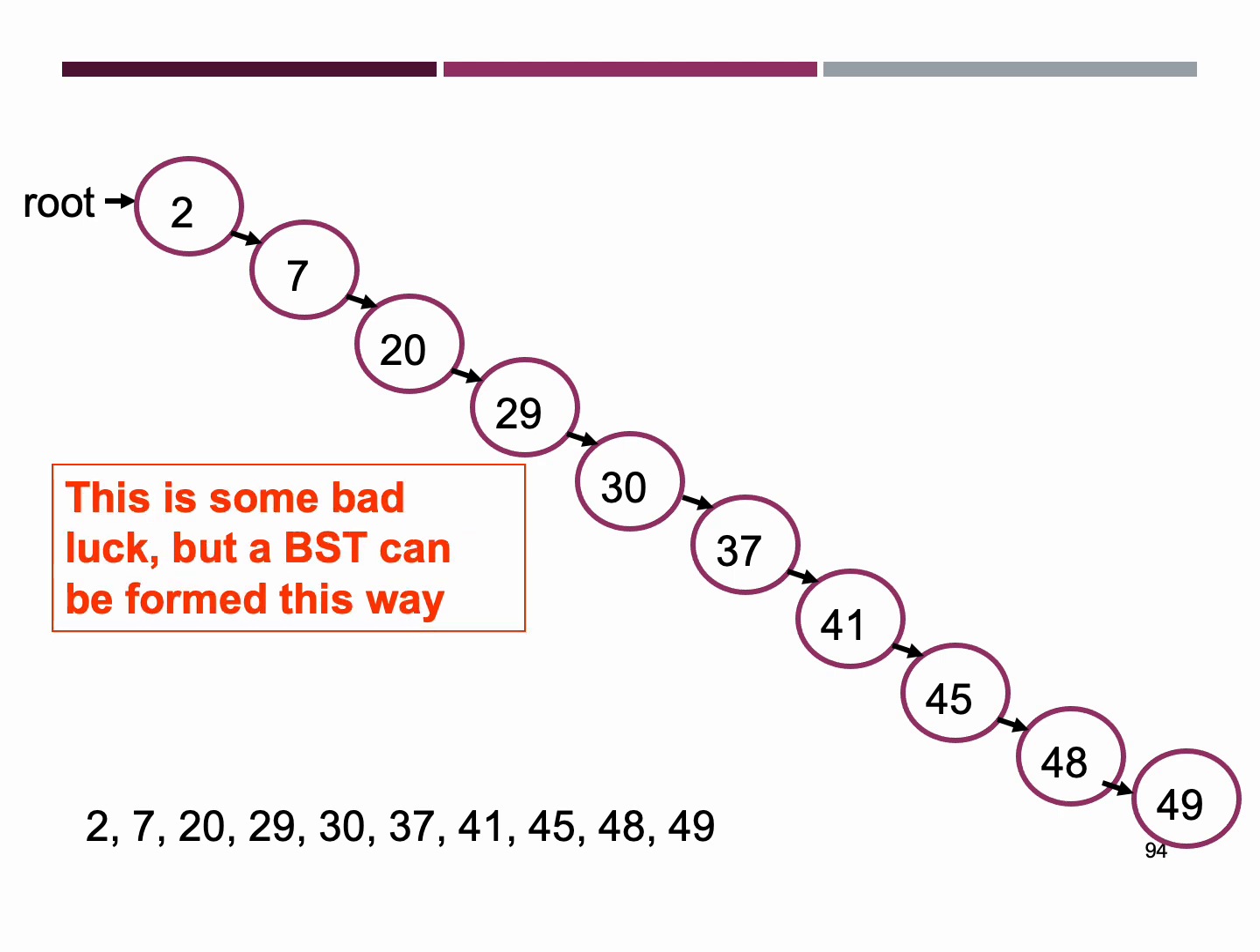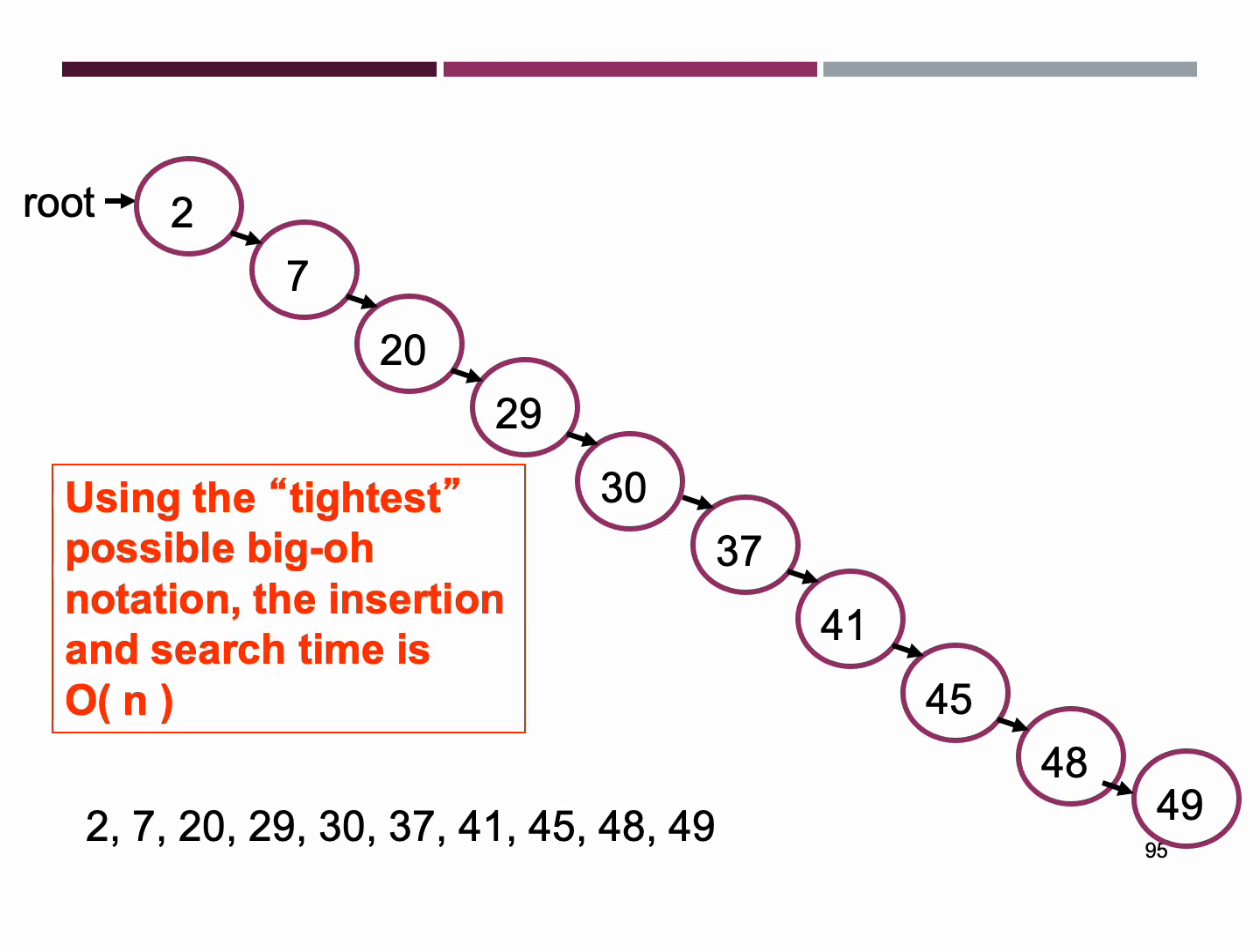So this is some bad luck. A BST can be performed this way, but sometimes if we find this kind of a tree, that could be bad luck. That will take more time. So using the tightest possible big O notation, the insertion and search time is big O n.